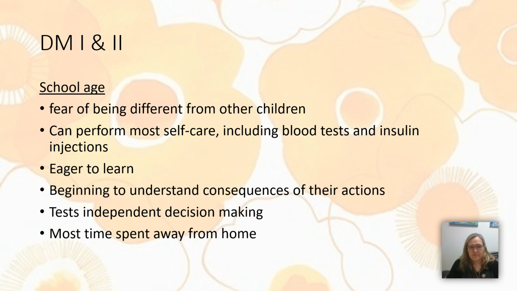And they start to make independent decisions at this age, especially when they're at school and the parent's not there. So it's important to teach them to not eat out of the vending machine, for example, or if they're at a friend's, to not overindulge in whatever foods that everyone else is having.